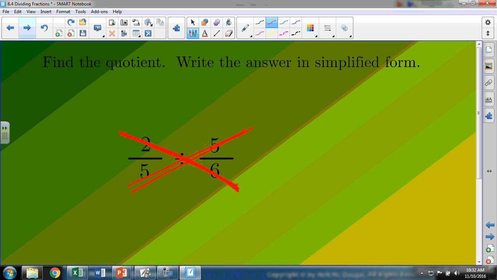2 times 6 is 12. That's our numerator. 5 times 5, that's 25. Our denominator, bottom number. Can you simplify that? Nope. Done. That's our answer. Nothing else.